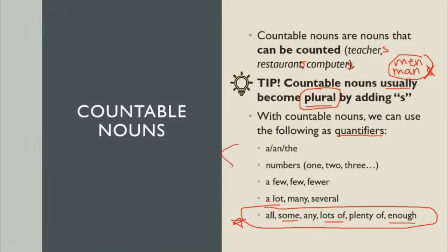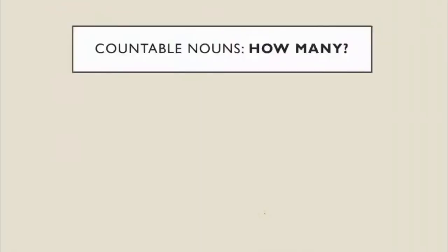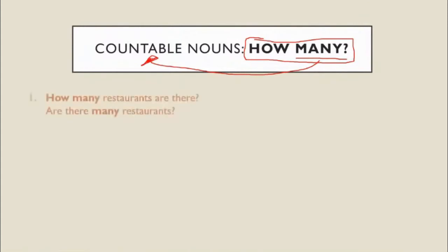So here we have a quick list of the quantifiers we can use with countable nouns. Let's take a look at how we use these in a sentence. With countable nouns, we use the question, how many? Remember, many is a word we can only use with countable nouns, so it also is our question, how many? We're going to look at some different example sentences using how many with countable nouns.